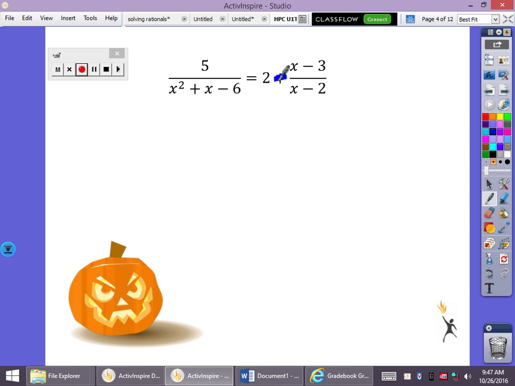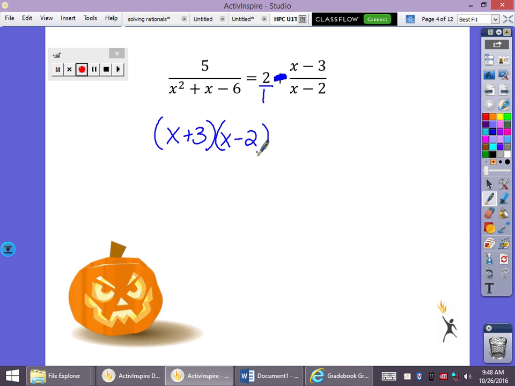Oh, wait, what's the denominator for 2? Over 1. Okay, what's the first thing I'm going to do? I factor because I see an x squared. So I'm going to give you 30 seconds. Please factor this denominator. All right, since 30 seconds is too long, what do you want? What's the denominator? X plus 3, x minus 2.